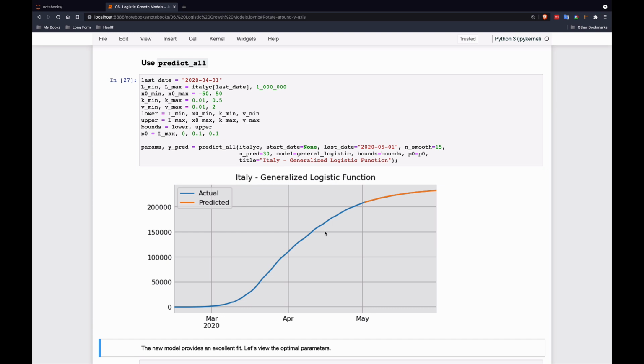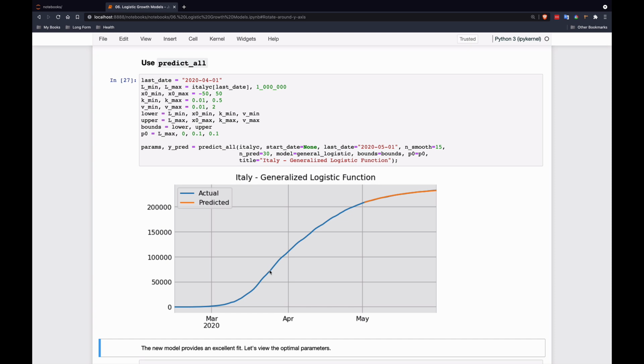So now we look, and lo and behold, we have a very good fit. It's only trained up until May 1st. So it only sees data up until May 1st. And then it's making a prediction on what it believes will happen in the future. And as we see here, the prediction is very good. It's almost exactly spot on.